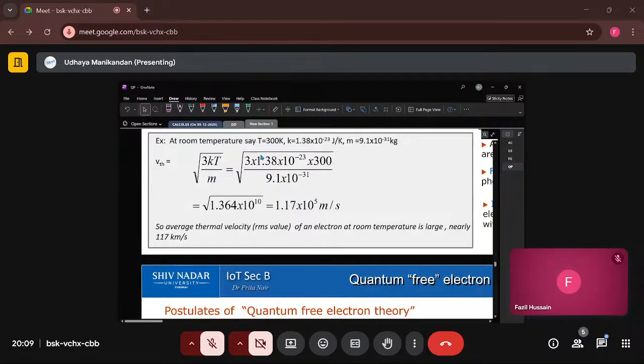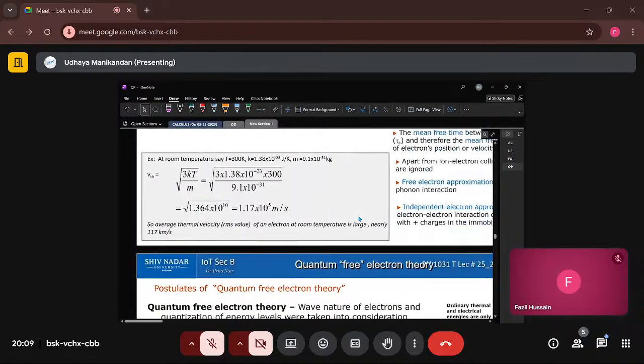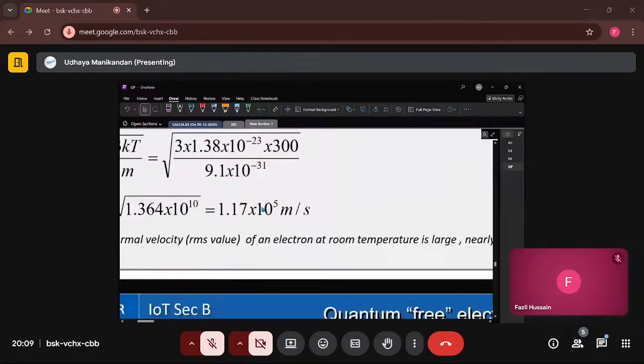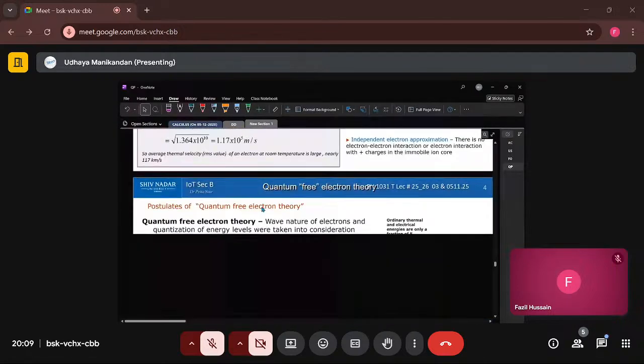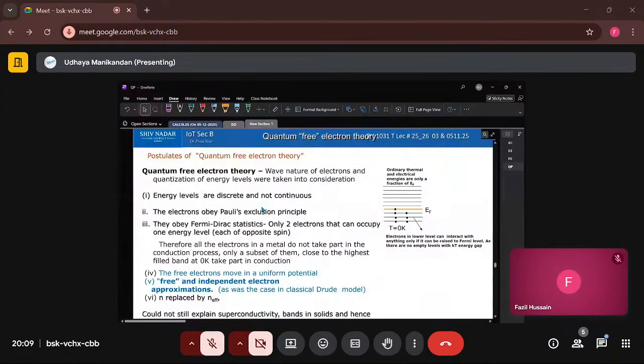K is 1.38 times 10 to the power minus 23, T is 300 Kelvin in this case, and m is the mass of an electron. So this is the average thermal velocity of an electron, 1.17 times 10 to the power 5 meters per second. That is not very much required, but understand this: whenever they ask you about electron field theory, just write this.